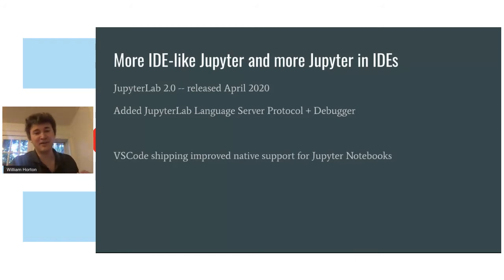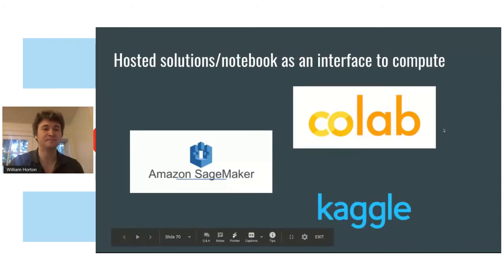At the same time, if you look at recent releases of VS Code, they're improving native support for Jupyter notebooks. So at the same time, the Jupyter interface is trying to add more IDE-like features, and VS Code is trying to add better support for Jupyter. And so I think in the future, this is something that will just continue: people don't necessarily want to choose one or the other. Sometimes they want both, or at least the advantages of both. And so I think you're just going to see an increased convergence there.